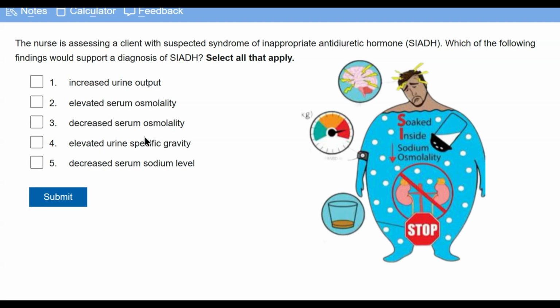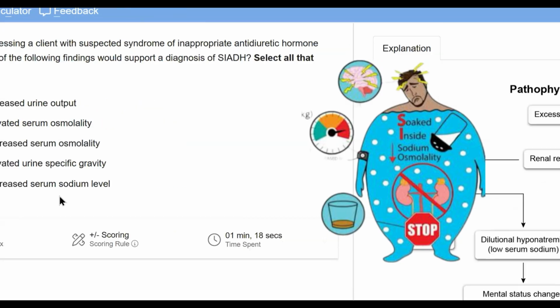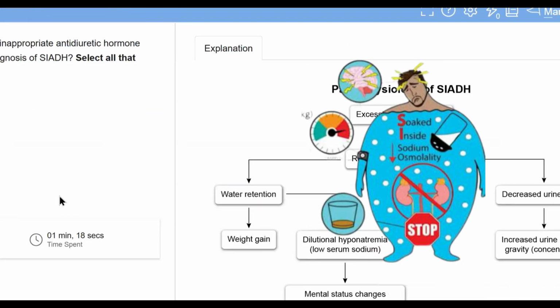So, in DI, as we have discussed last, it is opposite for SIADH. Just think and we will solve this. So, there is decreased serum osmolality, elevated urine specific gravity and decreased serum sodium level. So I will submit it and we will see. So option 3, 4, and 5 is the correct answer.